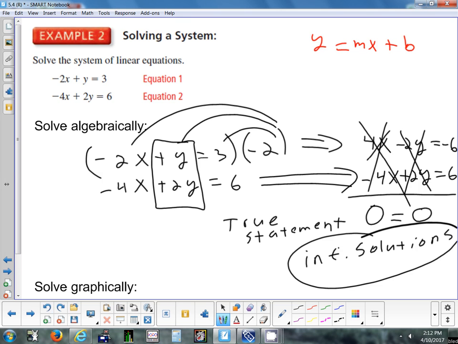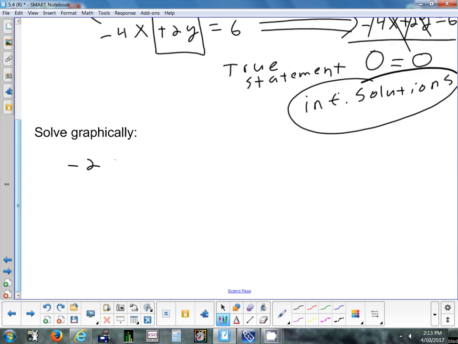So, before I even graph it, what does a graph of infinite solutions look like? Well, all lines keep going forever. It's the same line. So that means when I arrange this equation for y and that equation for y, I should get exactly the same equation twice. Let's see. So we have negative 2x plus y equals 3.